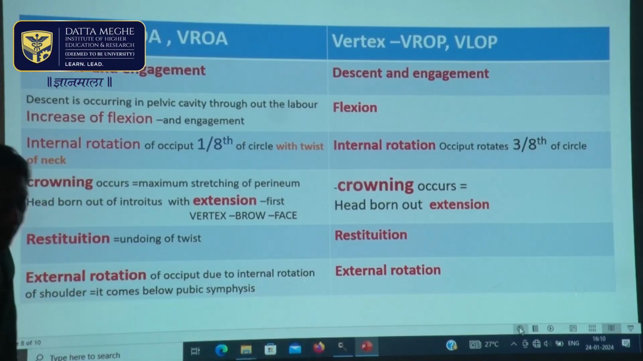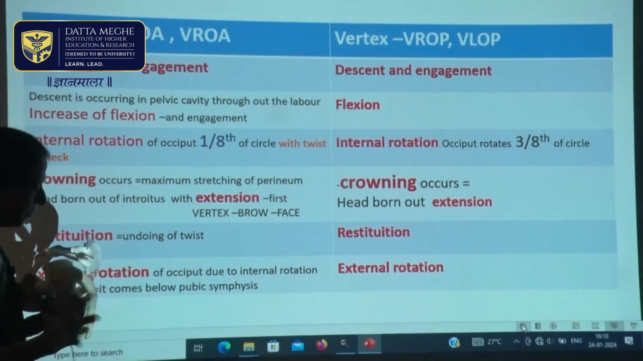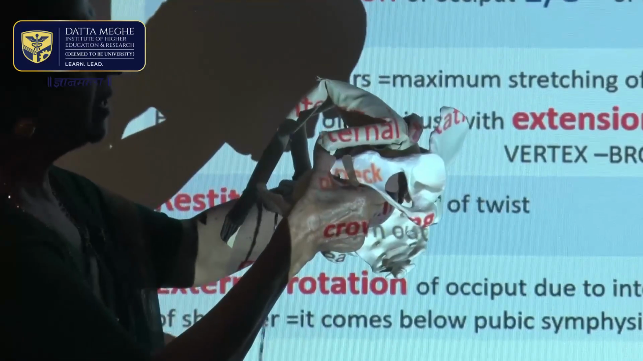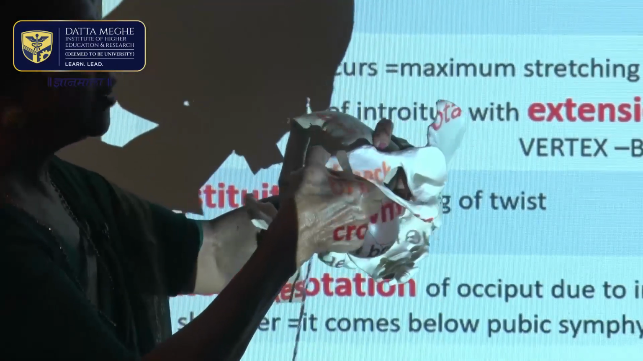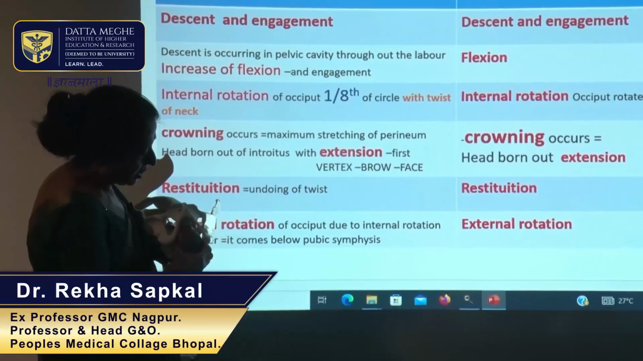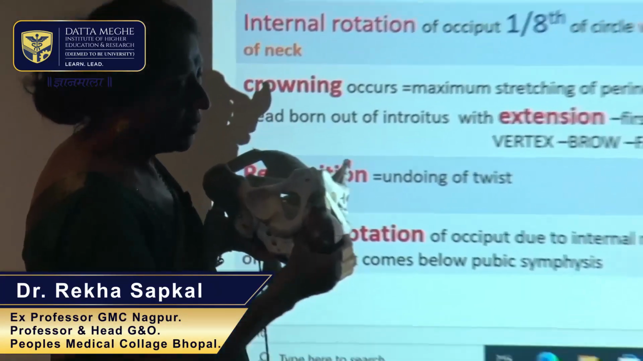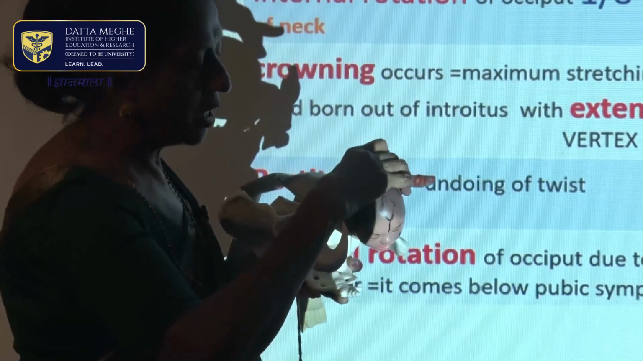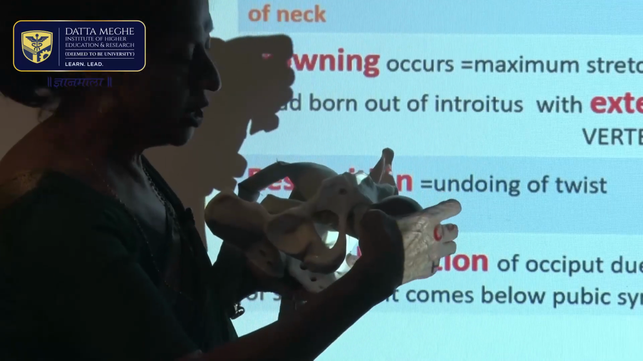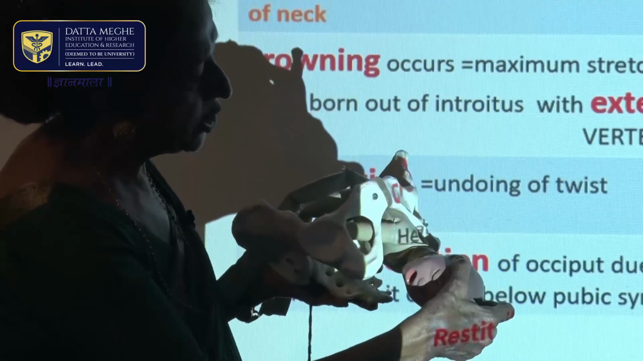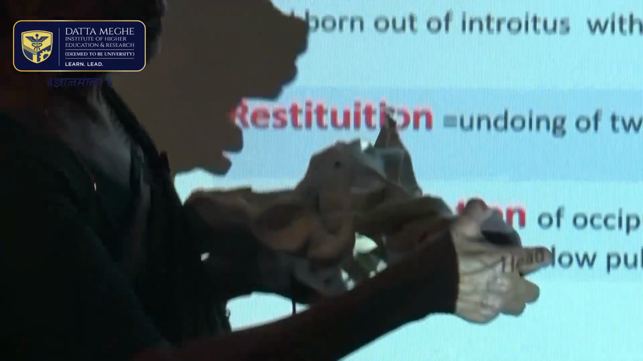So in these cases, I may describe it again shortly for you. So just show it like this in the examination. This way you show it. There is increase of flexion and engagement. The head enters into one of the oblique diameters. There is internal rotation of the occiput with the twist at the neck. That is second movement. The head is born out by the movement of extension. So crowning, extension means vertex is born out. Vertex, brow and face. So once it gets born out, there is undoing of the twist, that is restitution. Lastly, there is external rotation of the occiput due to internal rotation of the shoulder, shoulder gets born out, trunk and lower limbs follow.